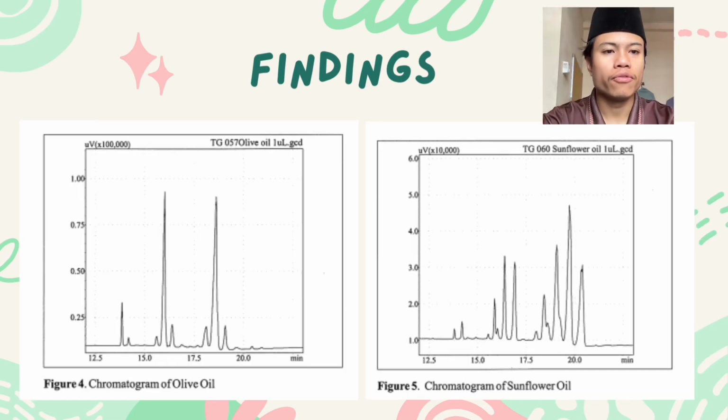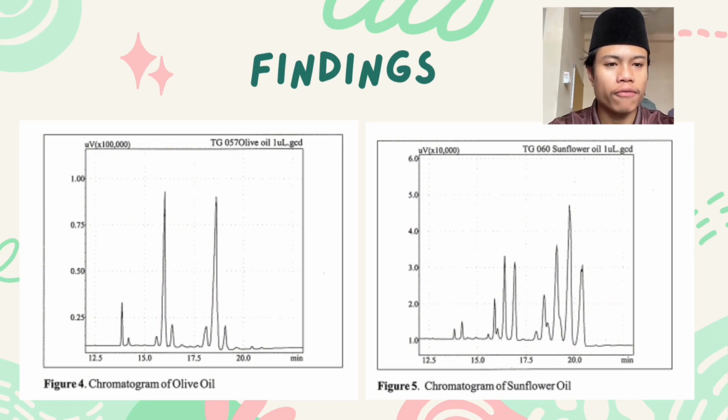In olive oil, we had 2 dominant peaks and a few smaller ones. This pattern shows that olive oil contains mostly 1 or 2 main triglycerides, which is typical because olive oil is rich in oleic acid. And the last one is sunflower oil in figure 5. Sunflower oil gave us a very complex chromatogram. It had many peaks, as you can see there. Those many peaks come with very different sizes. This indicates a wide range of triglycerides, probably due to its high linoleic acid content and variation in fatty acid chains.